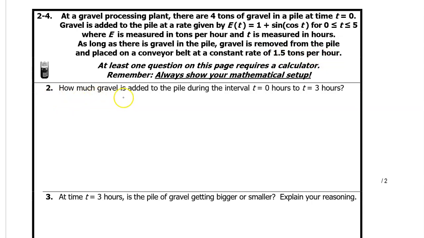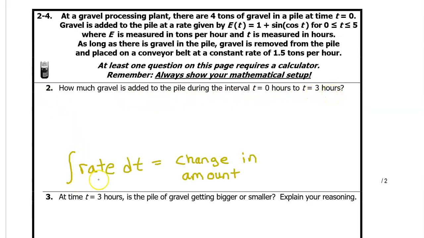Number 2. How much gravel is added to the pile during the interval from t equals 0 hours to t equals 3 hours? A fundamental concept in calculus is that the integral of a rate will give you the change in amount. So here they are asking us for the amount of gravel that is added to the pile. So they're asking us for the change in the amount of gravel. So we need to find the integral of the rate at which gravel is being added to the pile.